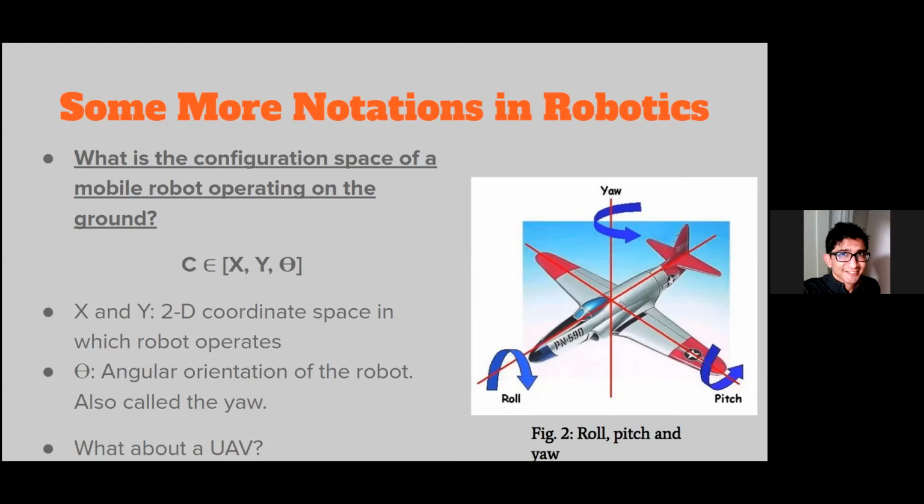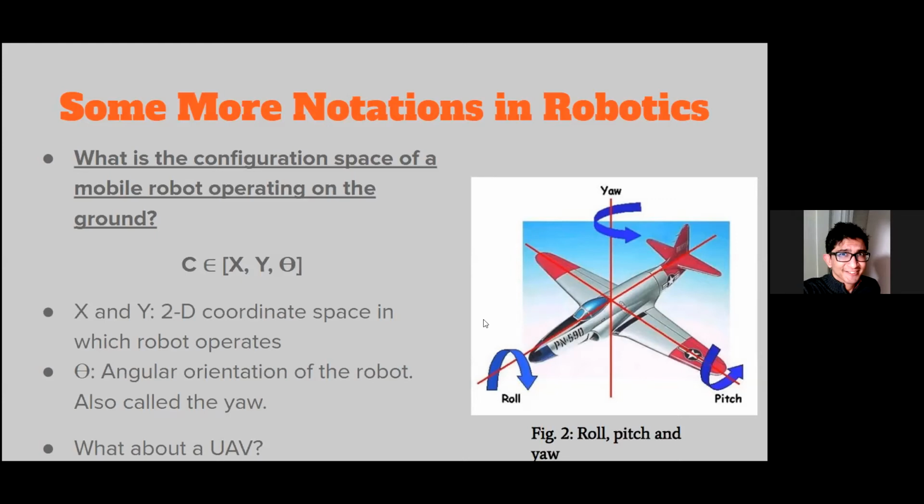Now, what happens in the case of a UAV? A UAV or an aircraft is obviously slightly more complex than a mobile robot. So you'll have to have more definitions to describe the C space of a UAV. It turns out that the C space of a UAV is a 6-dimensional array. So you have your X, Y, Z, and you have three angular orientations: your roll, yaw, and pitch.